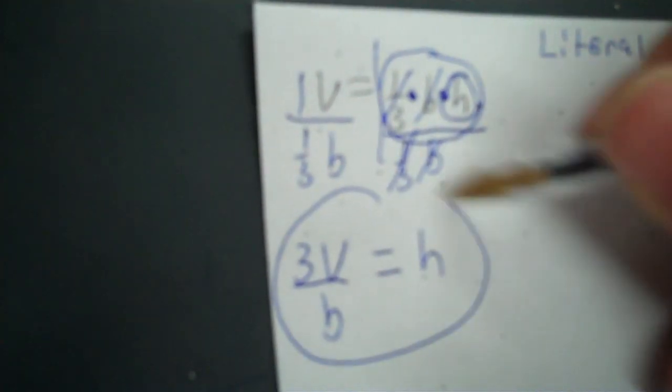Now we can't divide v by b because we don't know what those values are. So what I do is I just put a v in the numerator and a b in the denominator. Okay, and now h is by itself. All right, next one.